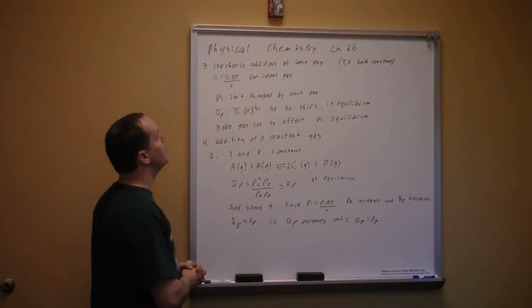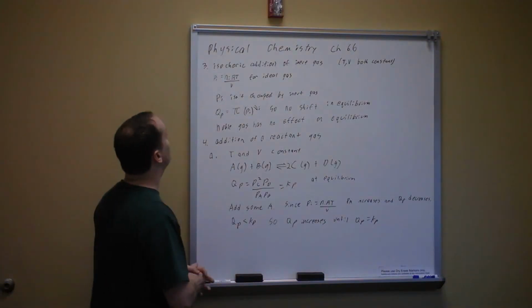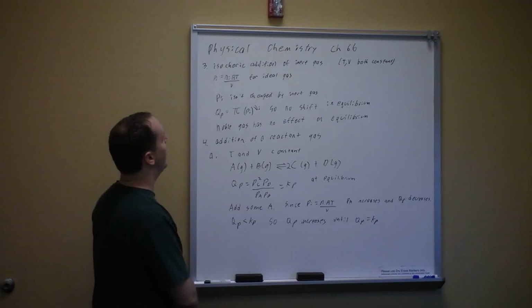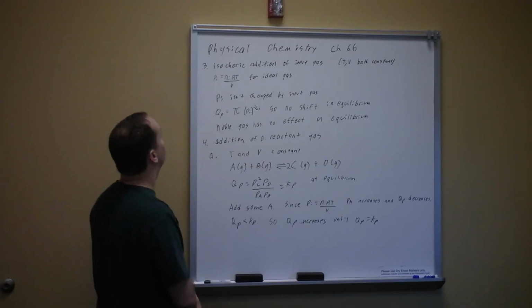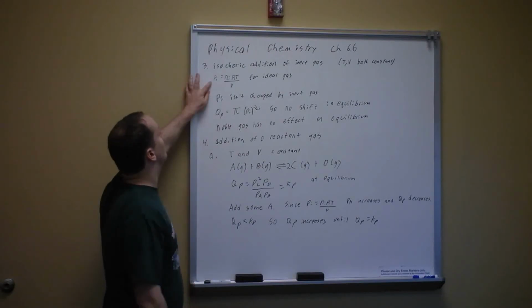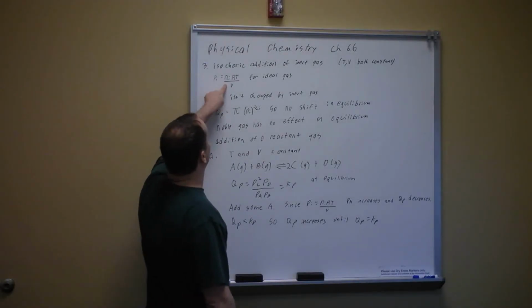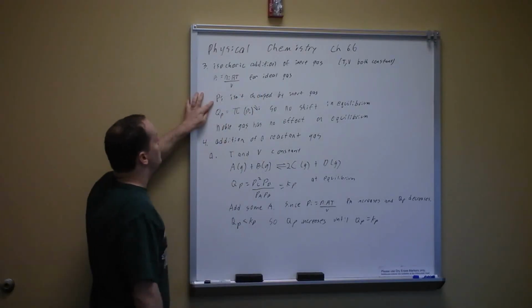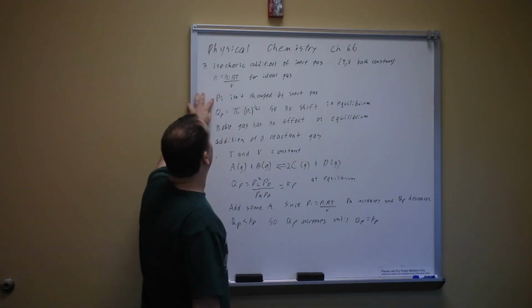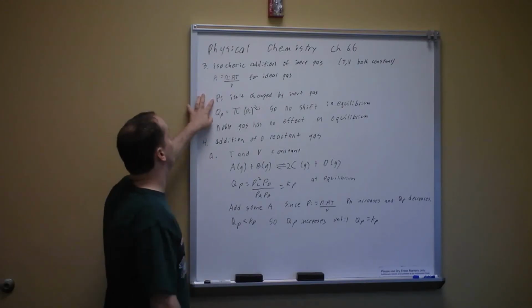Continuing on physical chemistry, chapter 6, section 6. Now we're going to do an isochoric addition of inert gas. Remember, isochoric means constant volume, but we're also going to assume that temperature is constant. Now remember, the partial pressure of I is equal to the number of moles of I times RT over V, if you have a perfect gas, which we do. Pi is not changed by an inert gas. You can add all the helium you want, it's not going to change the partial pressure of your stuff.